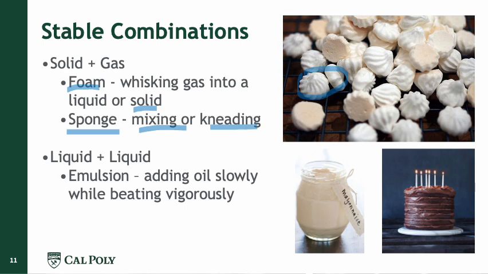The other combination that we have is liquid-liquid. The most typical example of a liquid-liquid is what we call an emulsion. So adding oil slowly while beating vigorously, like for example in mayonnaise, salad dressings, margarine. These are emulsions, and these are liquid emulsions, mainly in the case of salad dressings, where margarine becomes more a solid, but it's also an emulsion.